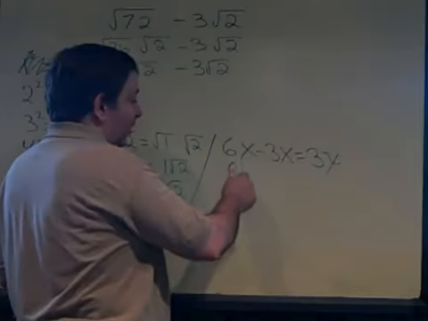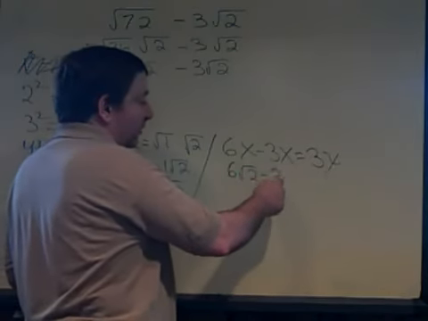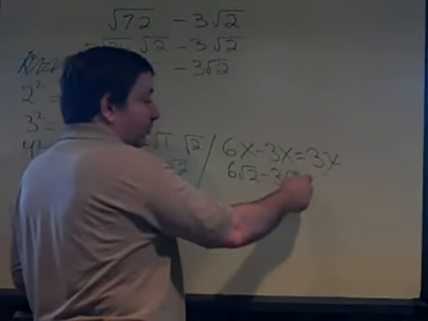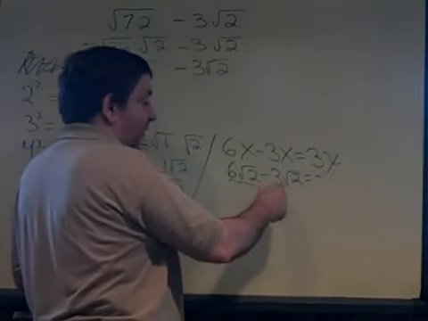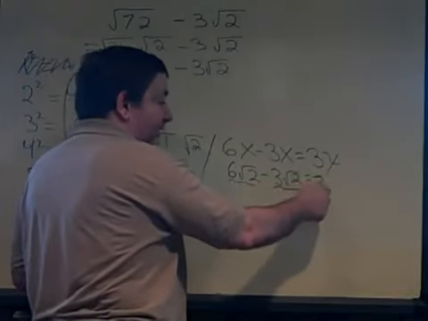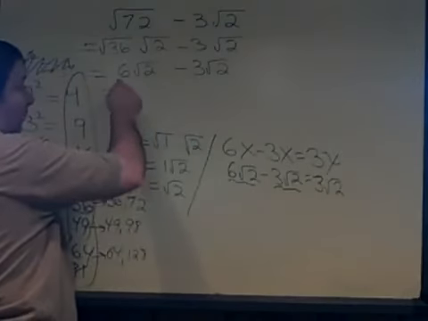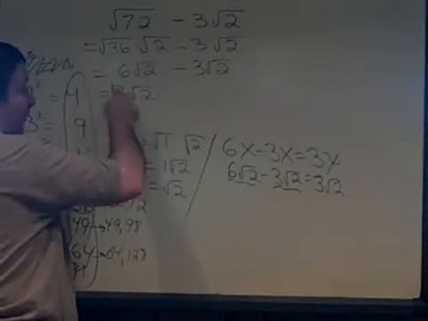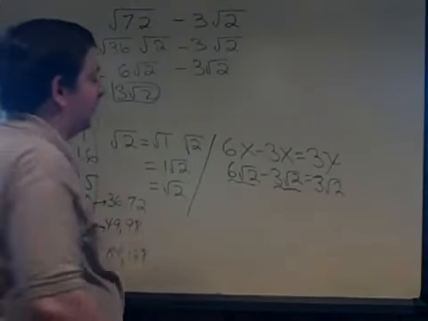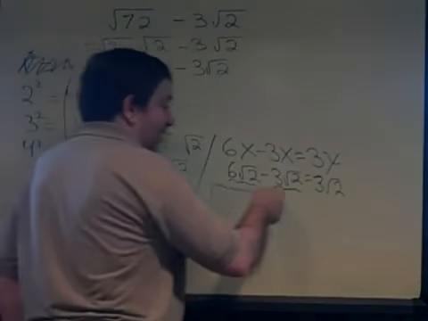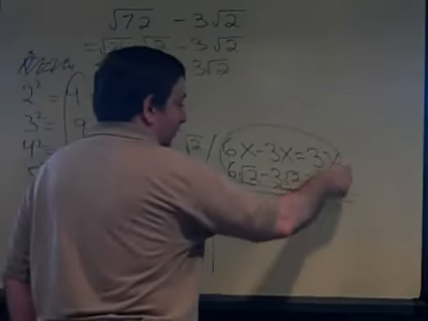So 6 times square root of 2 minus 3 times square root of 2. 6 of these minus 3 of these, it leaves 3 of them. You get 3 square root of 2's. And that's the answer to this problem. Now, I really want to illustrate again what I kind of said over here.